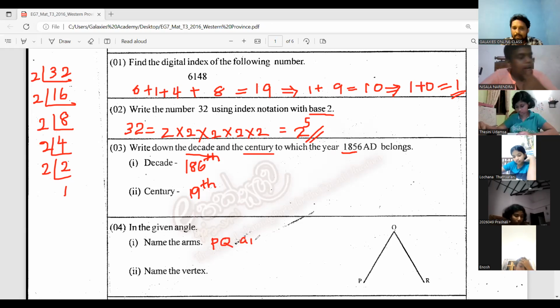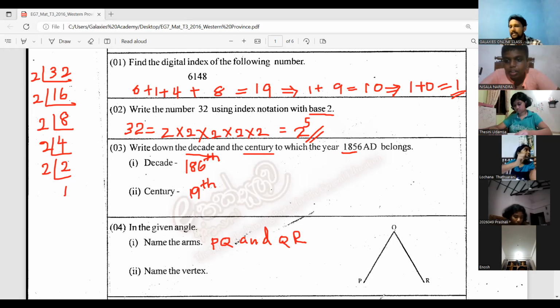PQ and QR. Then name the vertex. Vertex means the meeting point of the 2 arms. What is the vertex? Q. The vertex is Q.